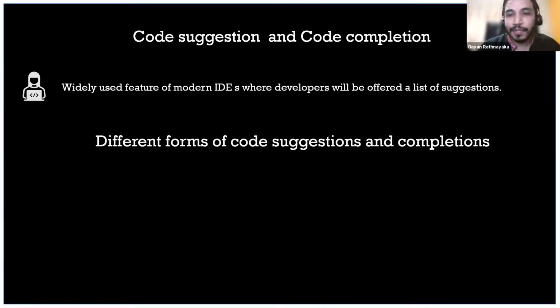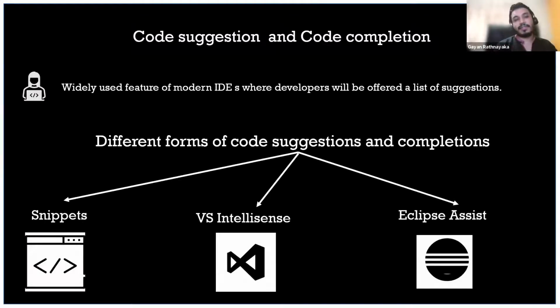completions, right? So first, let's see what suggestions and completions are available in our IDEs. First we have snippets. Then in Visual Studio we have something called IntelliSense, and in Eclipse we have Eclipse Assist. I think snippets are kind of a different area, but IntelliSense and Eclipse Assist are very similar. Basically, when you type some code and hit a period or comma or parentheses, we call them trigger characters. When you hit a trigger character like that, you will get a set of suggestions, right?